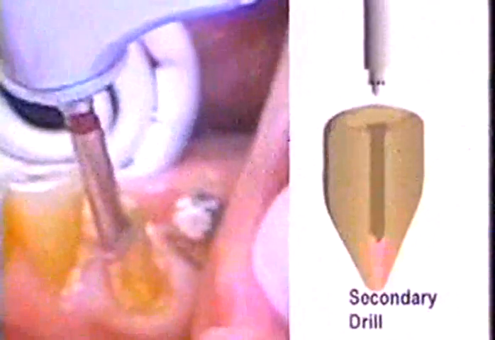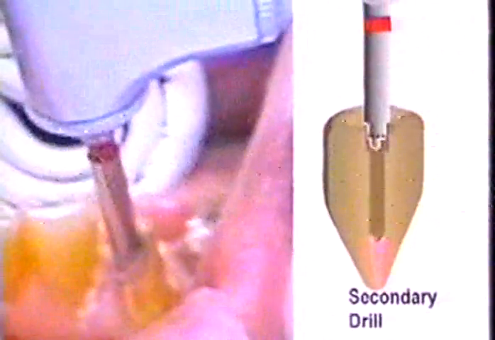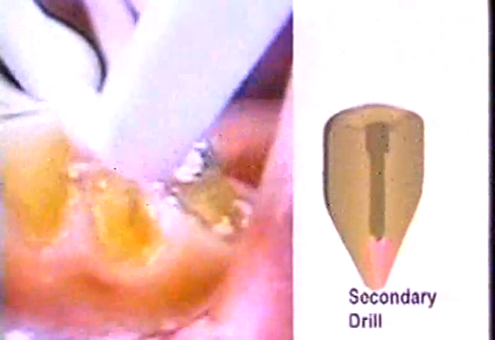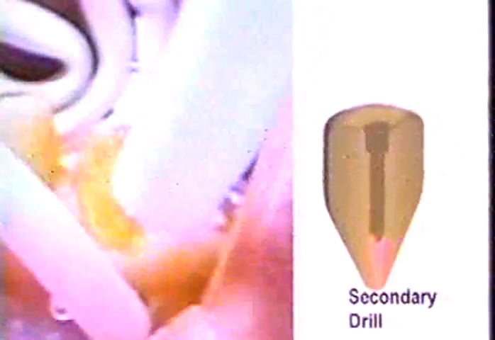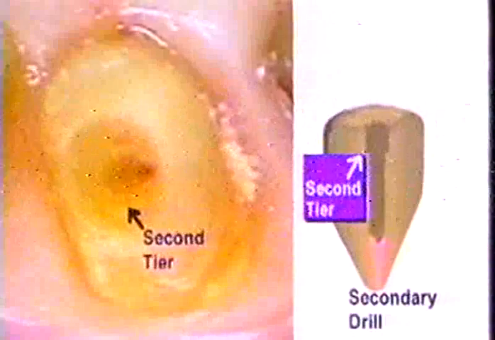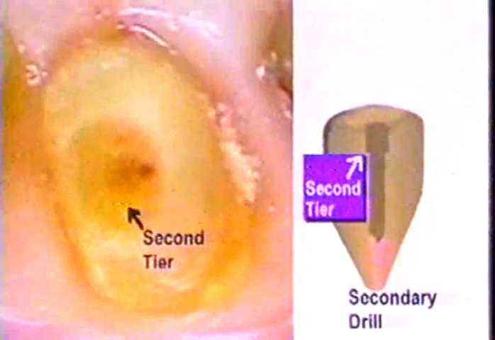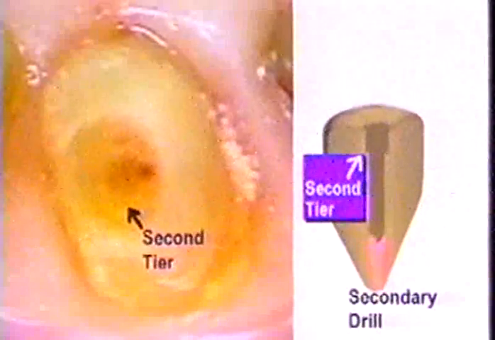Following the primary reamer, the secondary drill is now used. Once again, the drill is inserted into the canal until the shoulder contacts coronal dentin and prevents further entrance of the drill. Always cut wet. The secondary drill creates the preparation for the second tier of the post. This tier increases the retention and stability of the post in the root.